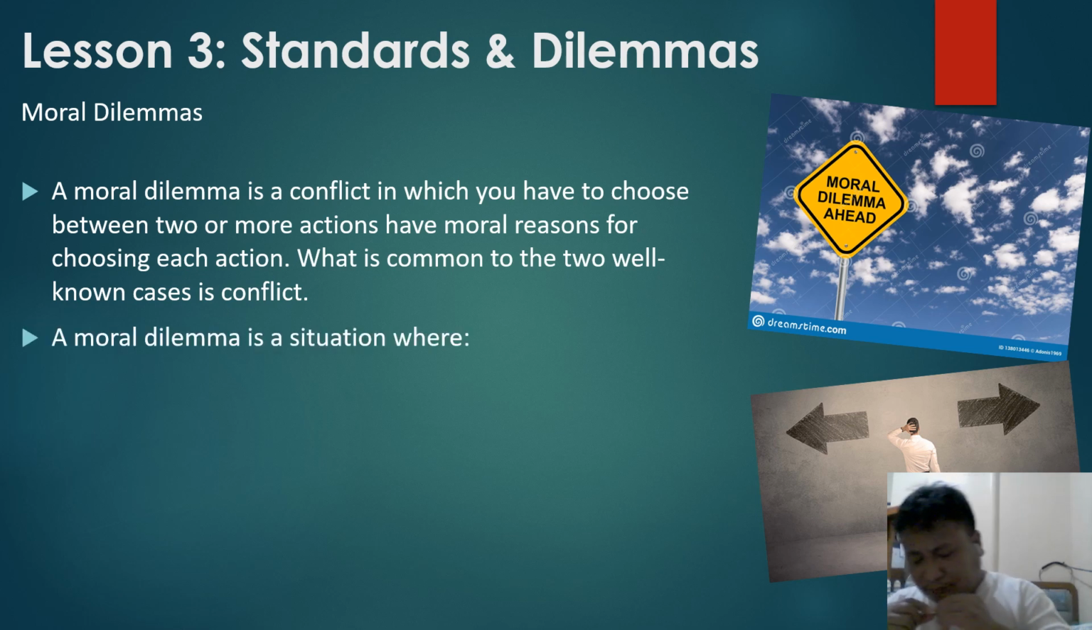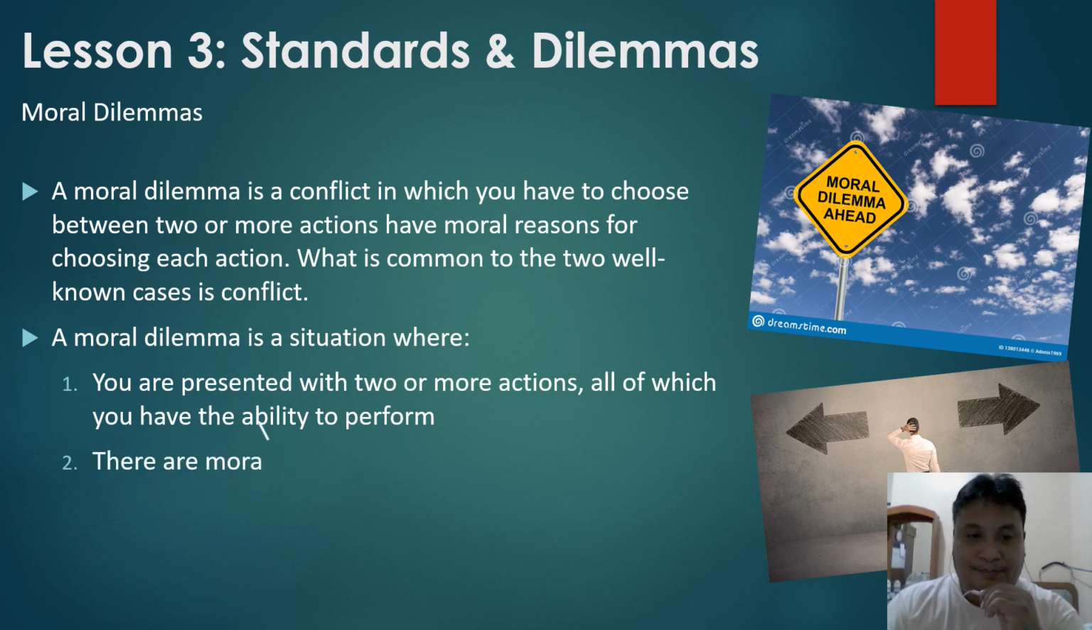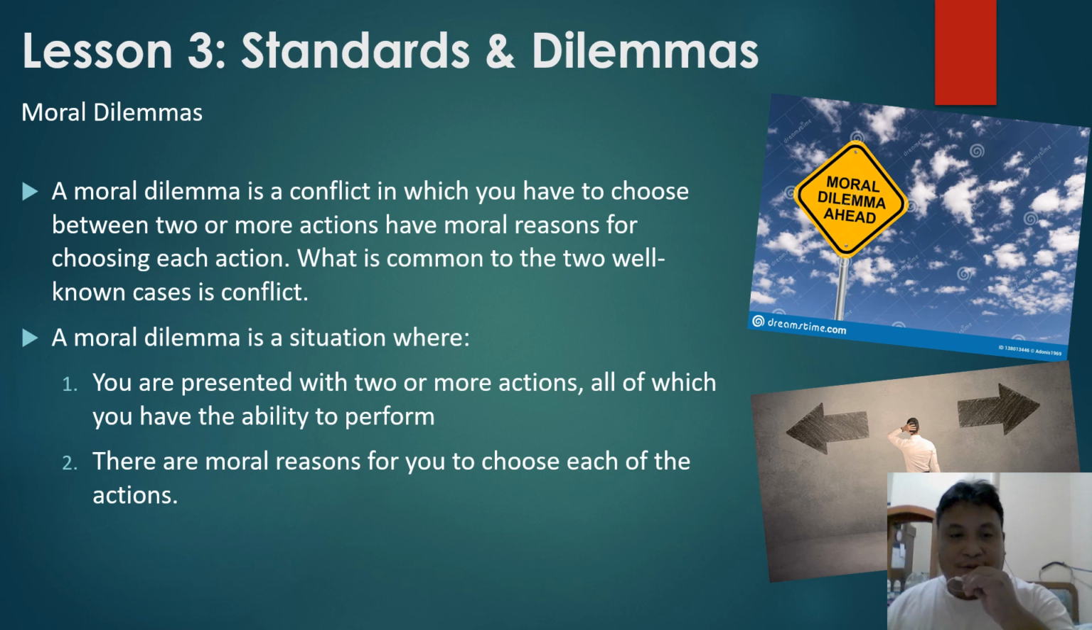Now, when can we say a situation becomes a moral dilemma? Number one, you are presented with two or more actions, all of which you have the ability to perform. Next, there are moral reasons for you to choose each of the actions. So in each of those two choices, you have to choose.